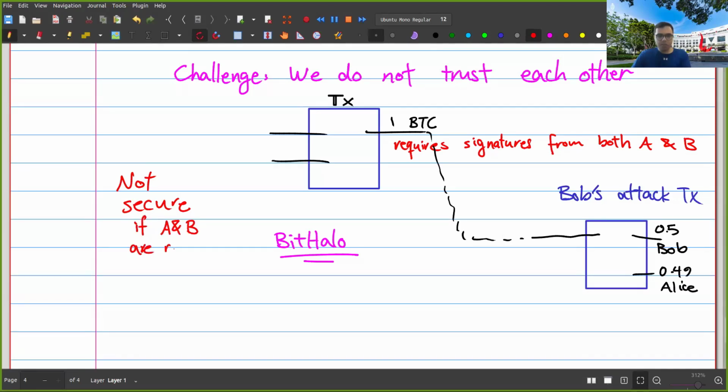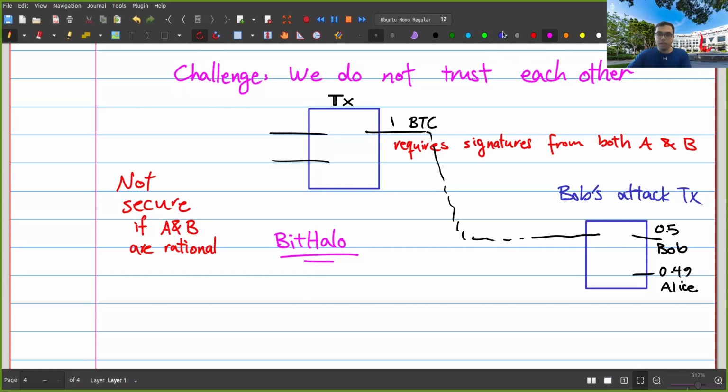And again, remember, when we say someone is rational, what we mean in this course is that they only care about their own payoff, and they want to make sure that they make the maximum amount of money. So it's not secure if Alice and Bob are rational, but it is secure if Alice and Bob are vindictive, if they're willing to punish the other side.